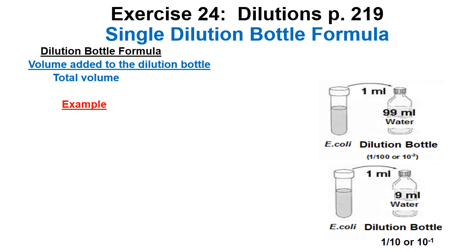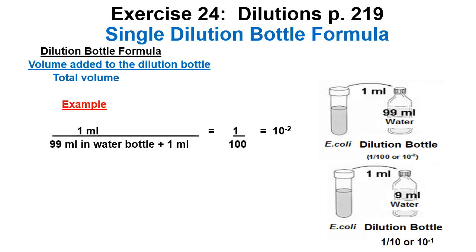Here's an example. 1 milliliter is added to the bottle. We add that to 99 mils in a water bottle. 99 plus 1 is 100, so 1 over 100, which is the same as 10 to the negative 2. Again, it's 10 to the negative 2 because there are 2 zeros and it is a fraction.